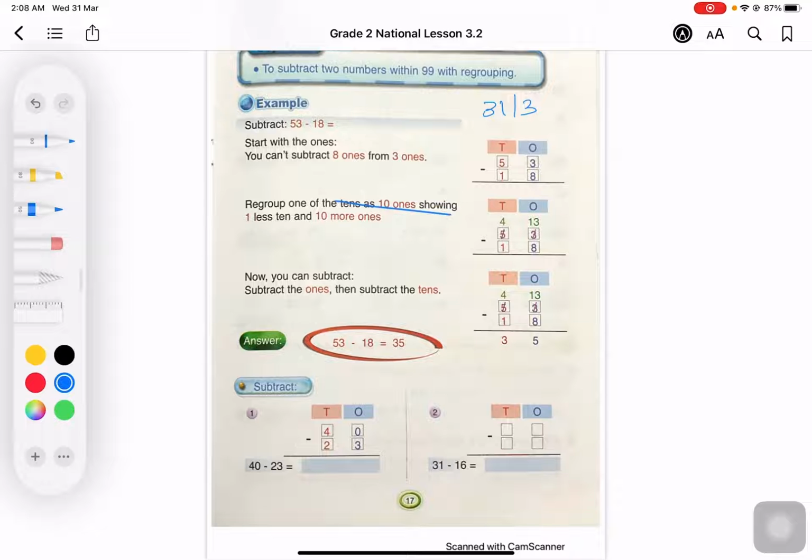It's April. Now in this lesson I am going to subtract two numbers within 99, only two digits, ones and tens only. With regrouping means that the ones are sometimes too small, so you are going to borrow. So my objective today is to subtract two numbers within 99 with regrouping. For example, they wrote for us 53 minus 18.